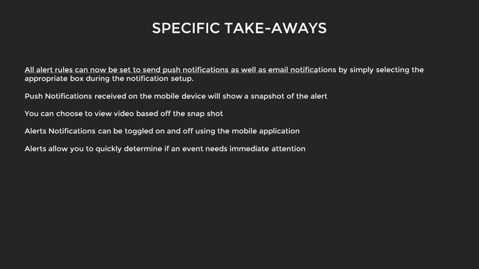All alert rules can now be set to send push notifications as well as email notifications by simply selecting the appropriate box during the notification setup. Push notifications received on the mobile device will show a snapshot of the alert. You can choose to view video based off the snapshot. Alert notifications can be toggled on and off using the mobile application. Alerts allow you to quickly determine if an event needs immediate attention.